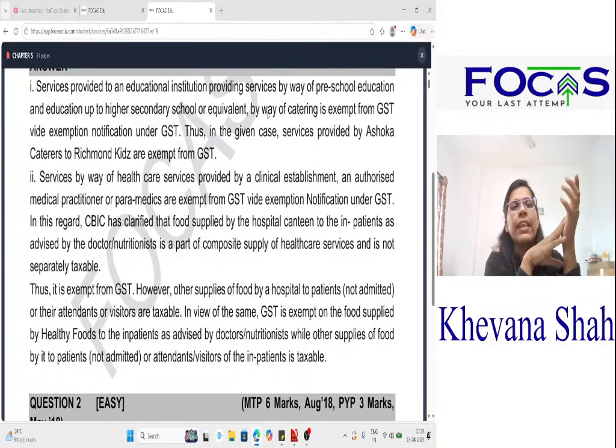Now, for the second case, we have healthcare services. In case of healthcare services, if the food is being given to the inpatients, then that is exempt from GST. But if you are providing the food supplies to patients who are not admitted or to their attendants or visitors, then that is taxable. See, services by way of healthcare services provided by a clinical establishment and authorized medical practitioner or paramedics are exempt from GST via exemption notification under GST.